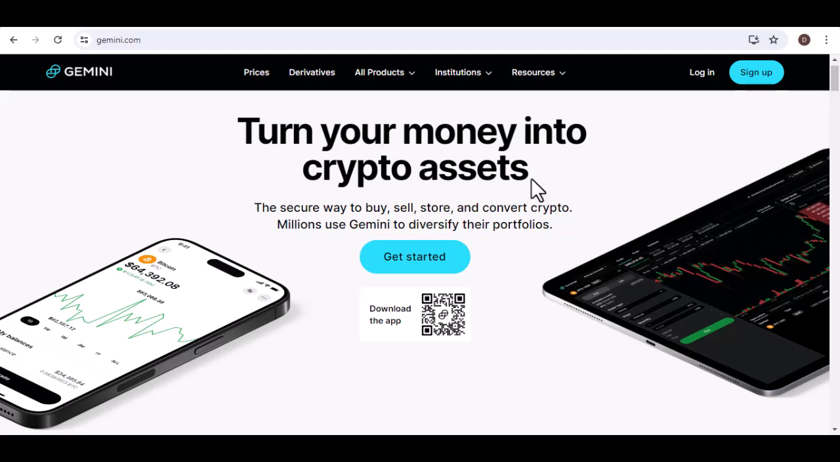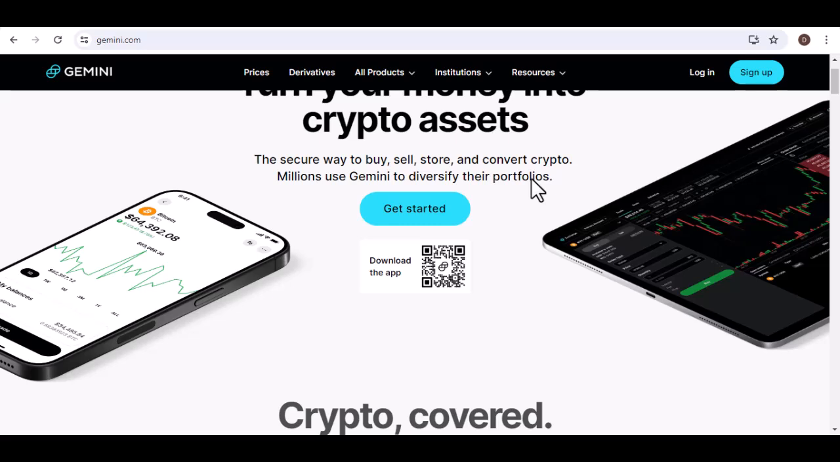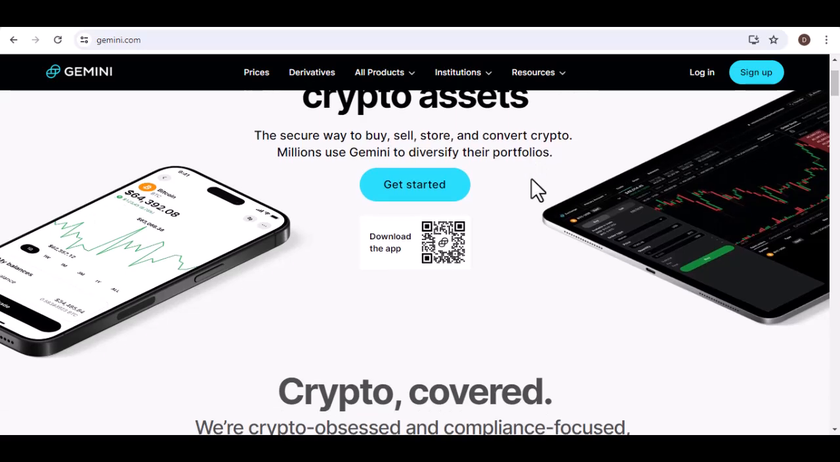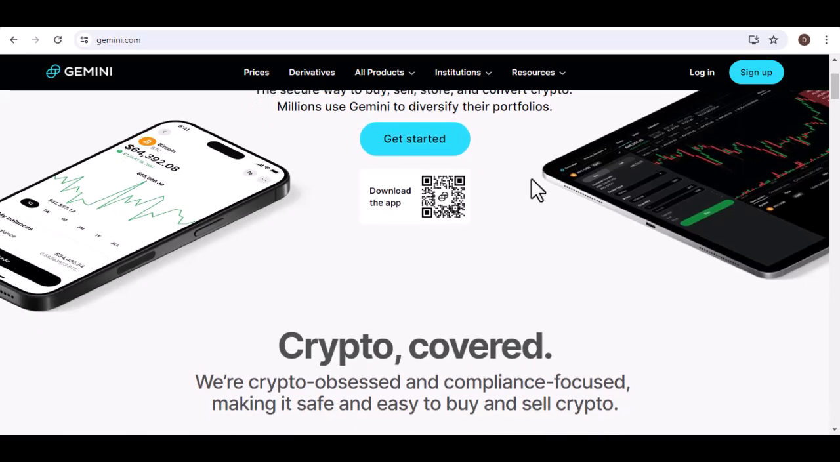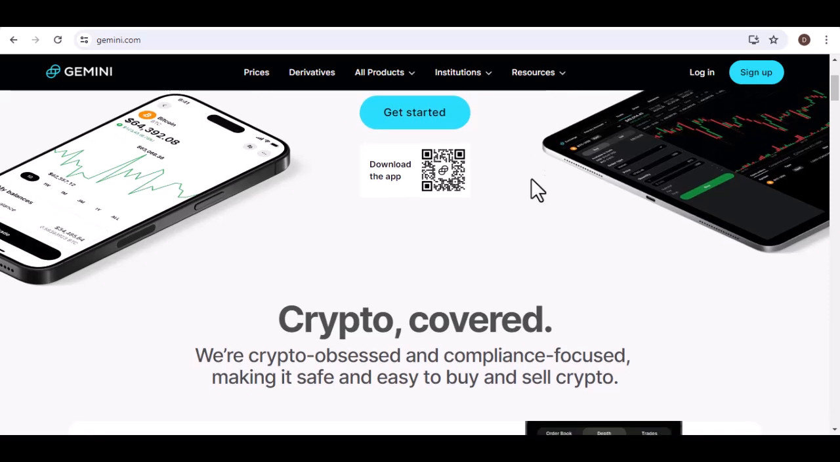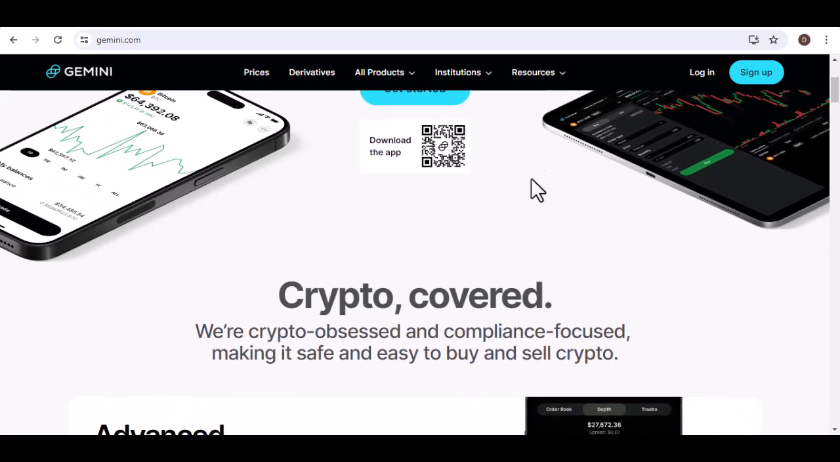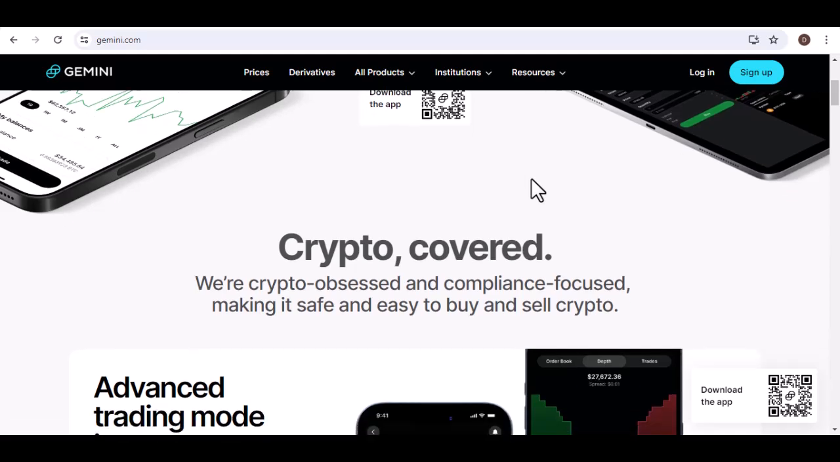Ready to level up your crypto trading? Ever wonder how to access the advanced tools and lower fees that the pros use on Gemini? You might be using the standard Gemini interface and not even realize there's a whole other world waiting for you, a world called ActiveTrader. It's the trading platform designed for more experienced users, with advanced charts, a deeper order book, and a ton of sophisticated order types you won't find on the regular interface.